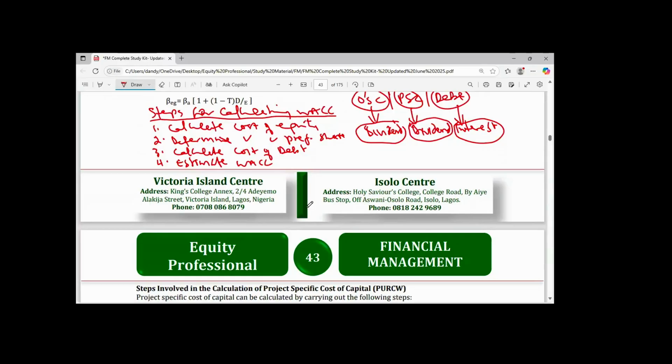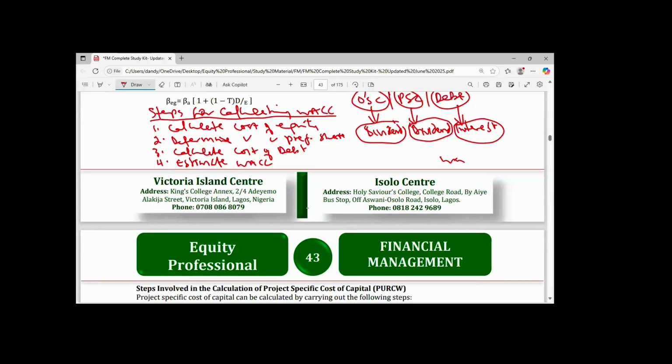Now, we said estimating cost of equity. How do you calculate cost of equity? I told you that there are 3 major methods of calculating cost of equity. 1 is dividend valuation model, 2 is capital asset pricing model, and 3, Miller and Modigliani formula. Okay, you can use M&M to calculate cost of equity.